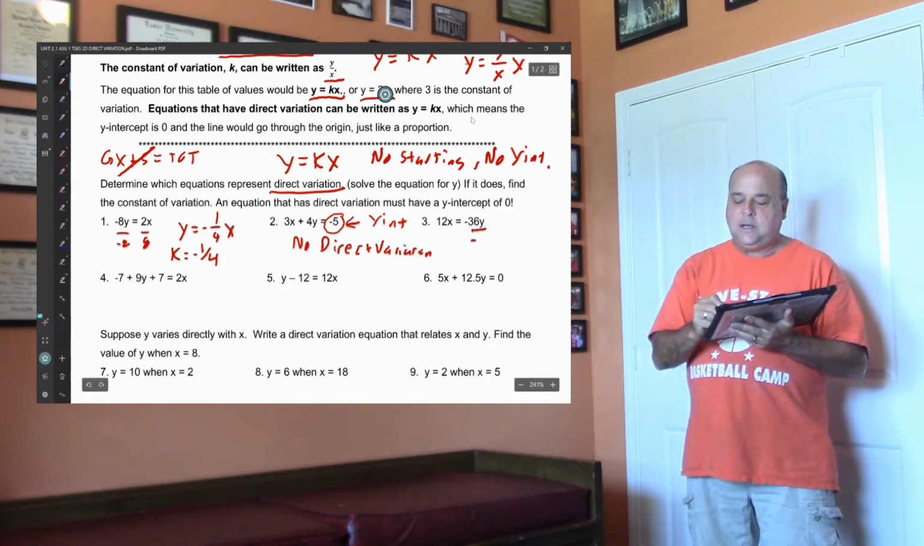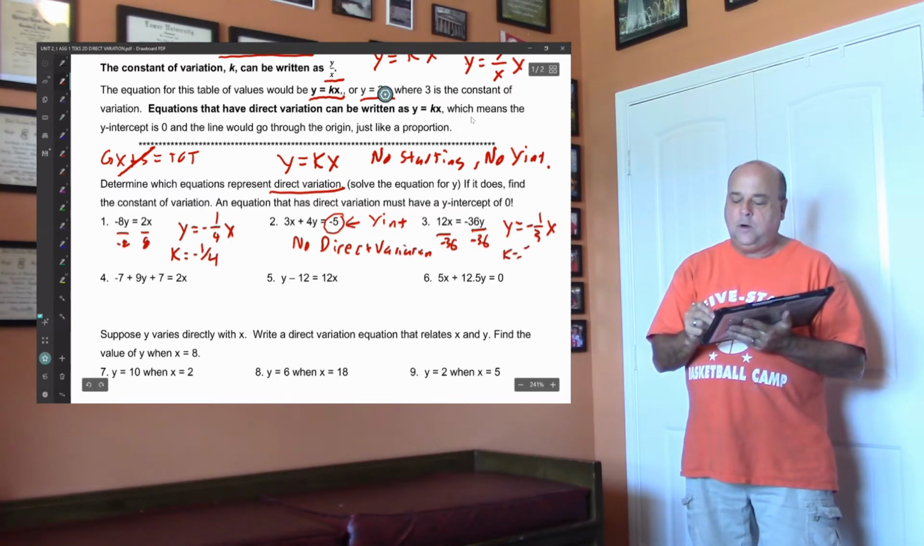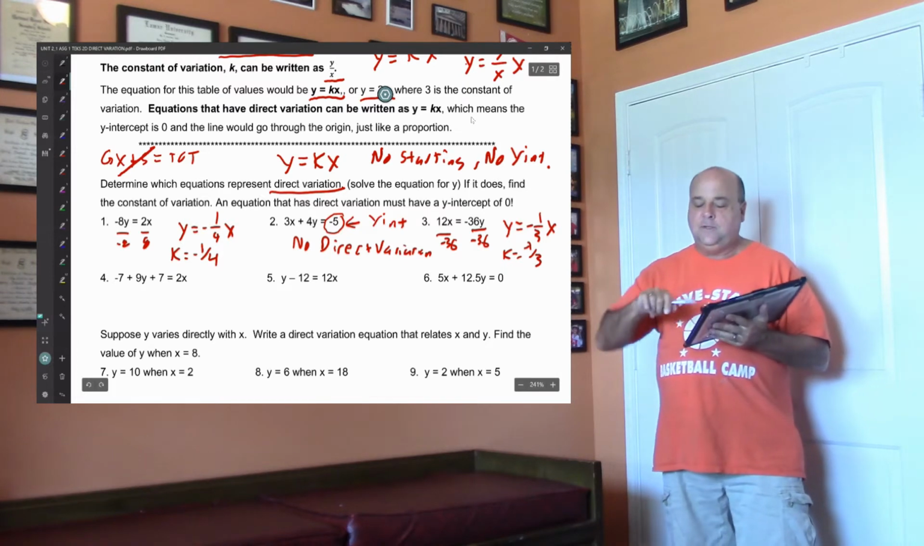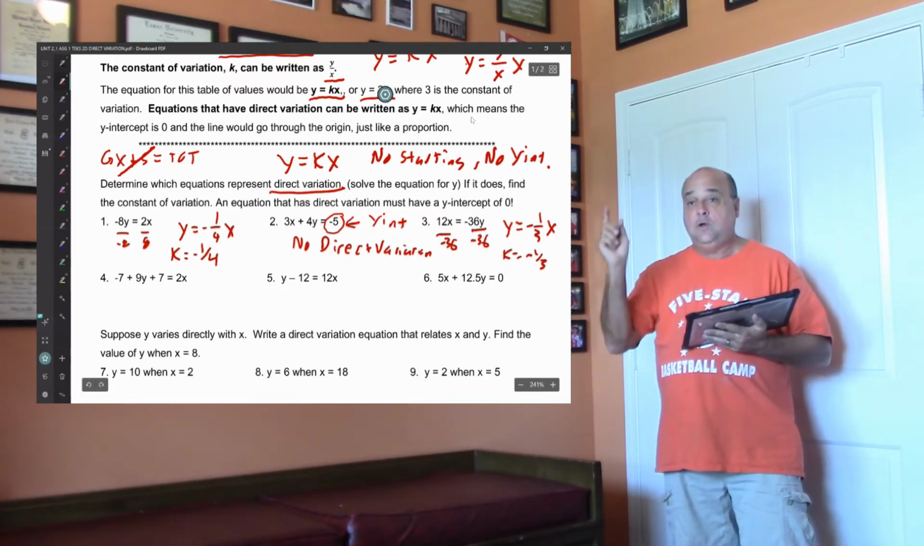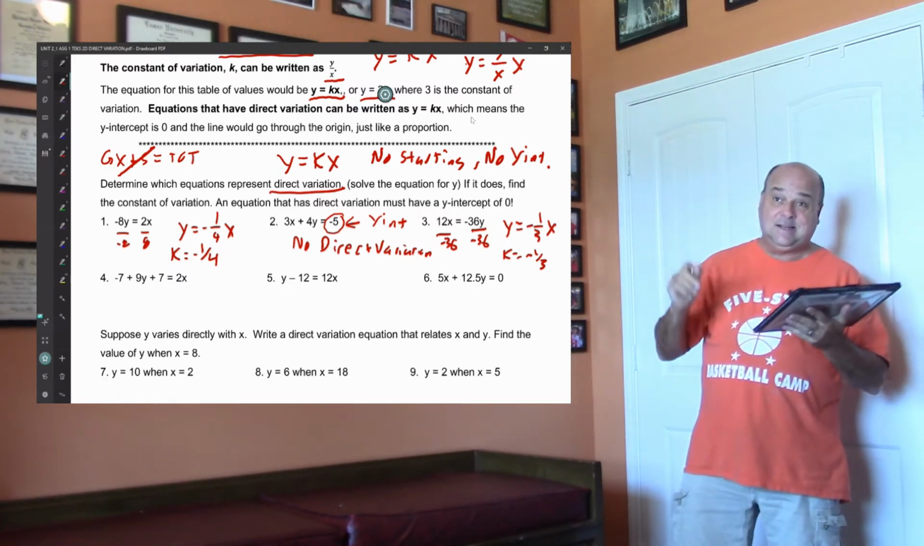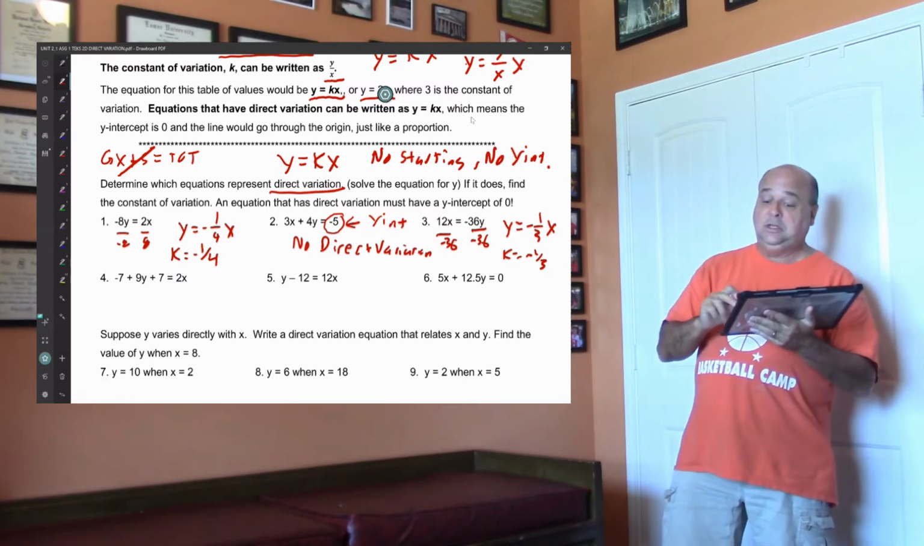So we're going to separate and solve for the y. We'll get y equals -12 over 36, which is -1/3 x, and the k would be -1 over 3, right? So this would be a line that goes through the origin. See if you can do the bottom 3 by yourself. I'm not going to eat all your Oreo cookies, okay?